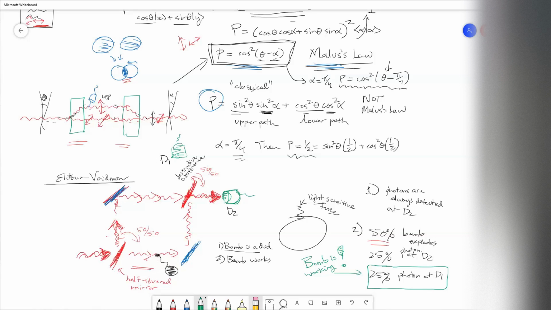Well, does that make sense? I'm just trying to follow. It makes sense, but you can think about it in the classical electromagnetic radiation sense. You shine a bunch of photons through, and half of them will go up and half of them will go through, and then they'll interfere at the second beam splitter.